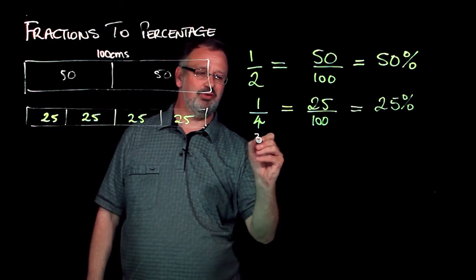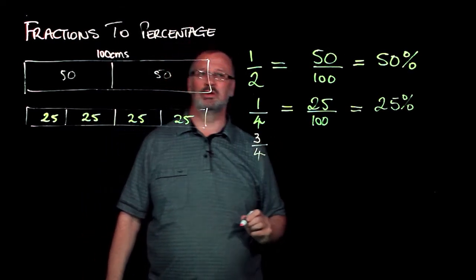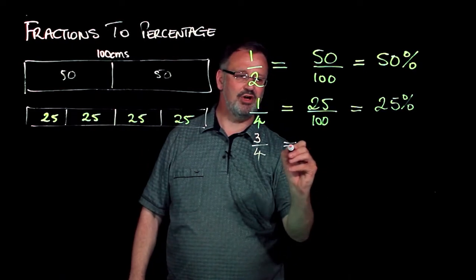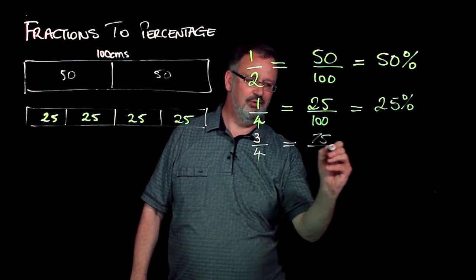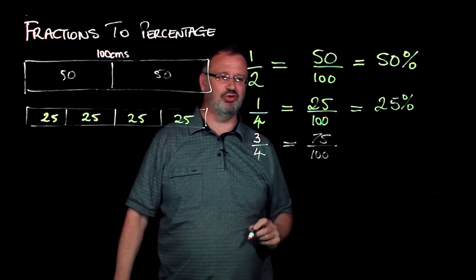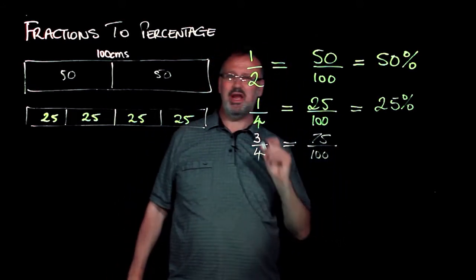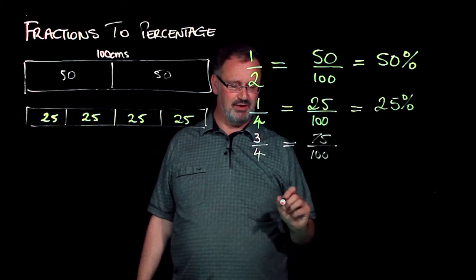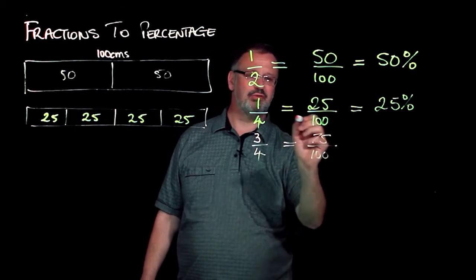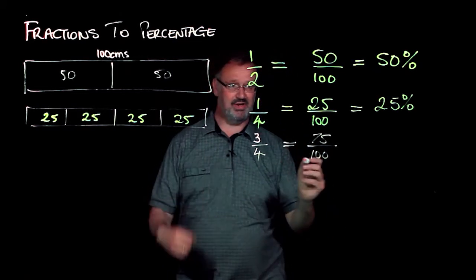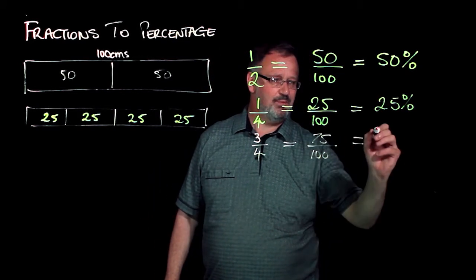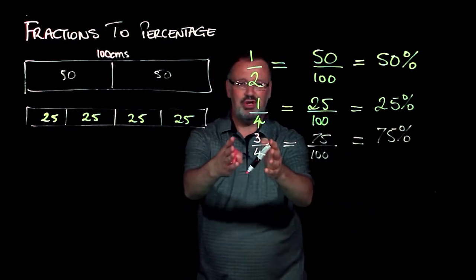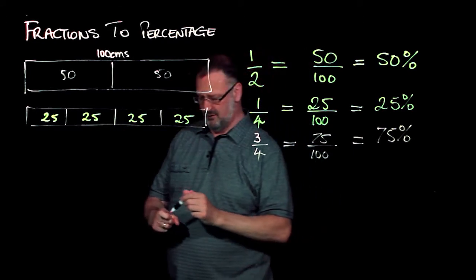We could also, of course, rather than just taking one bar, we could have taken three. And so I've got 3 out of 4, which is going to be 25, 50, 75. 3/4, as you well know, is equivalent to 75 one-hundredths. The step I could do here, if I'm thinking about equivalence, is I multiply my 4 by 25, I get 100. 3 by 25, I get my 75. And my last step is to say this is equivalent to 75%. So 3/4 is the same as 75%.